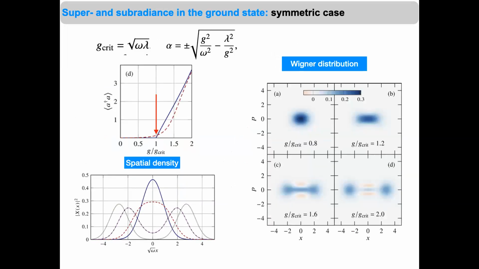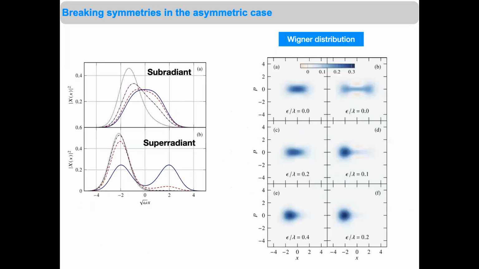Okay, so in the symmetric case, the dynamics will be trivial. We find that the ground state has a super to sub radiant transition, but the wave function is always symmetric. However, with the asymmetric epsilon term, we find that the ground state still can have a super to sub radiant transition, but the wave function is completely asymmetric as well.